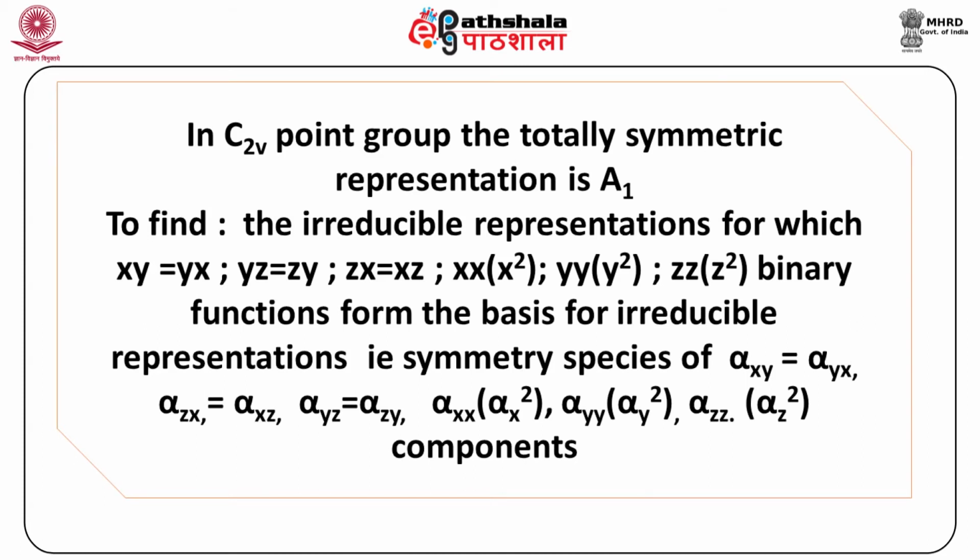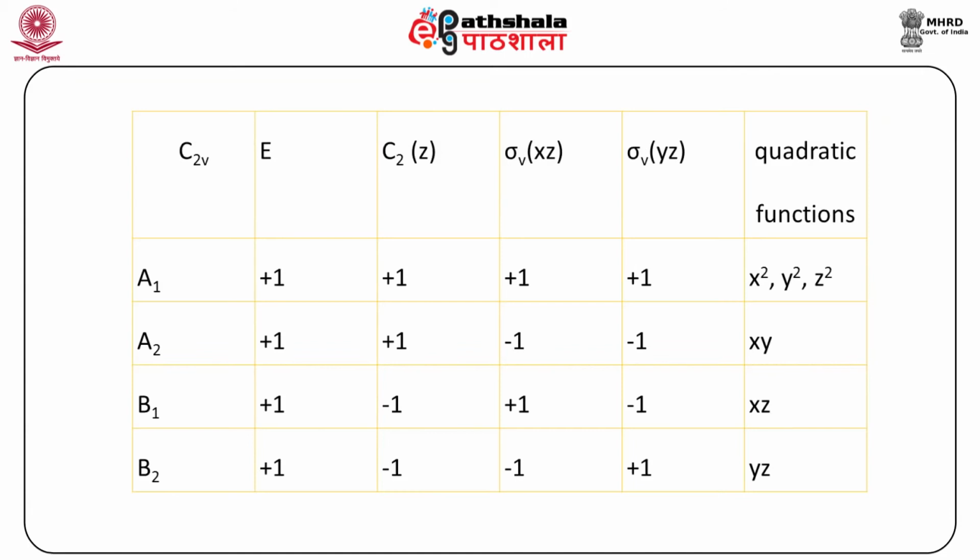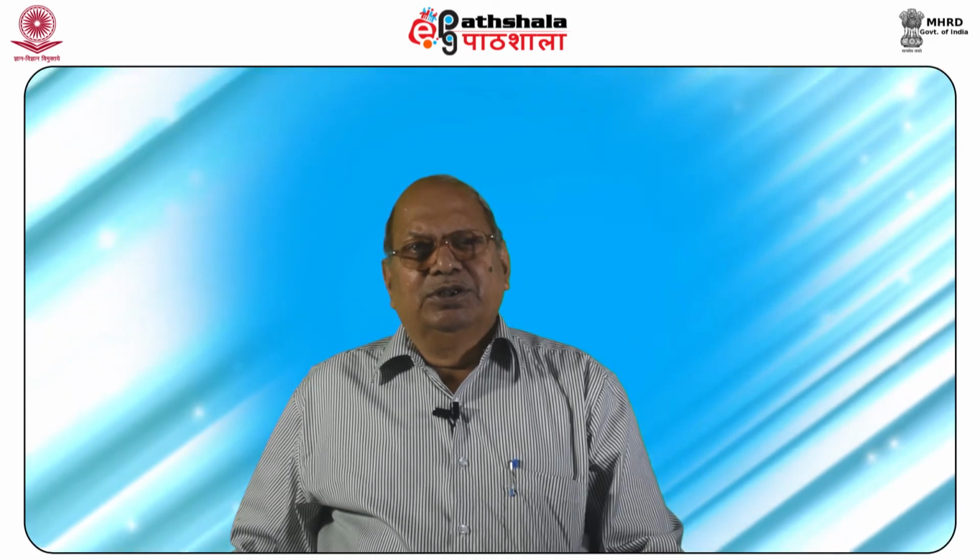That is the symmetry species of xy, xz, then x square, y square, z square, or we can say yz, etc. That is, we have to look for the symmetries of these 6 components. Now, let us see the character table of the C2v point group, which is given here. And again, now let us check the symmetry species for these.